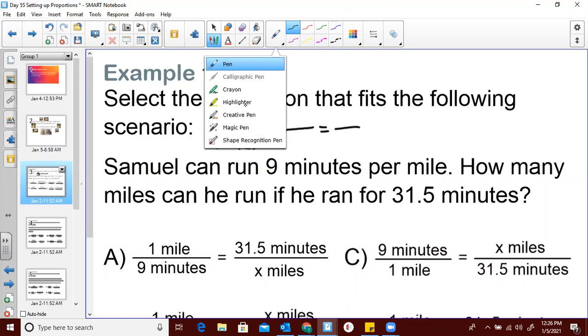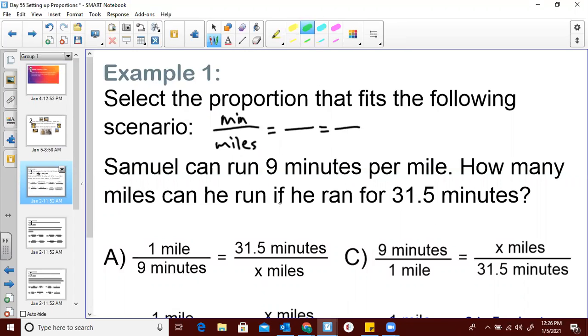So what I'm going to do is pull out my handy dandy highlighter tool, which might be helpful for you guys. And I want to mention that wherever you put minutes, it needs to stay consistent. So if you put minutes in the numerator, all minutes go in the numerator. If you put miles in the denominator, all instances of miles will go in the denominator. All right, so we have kind of a template set up.